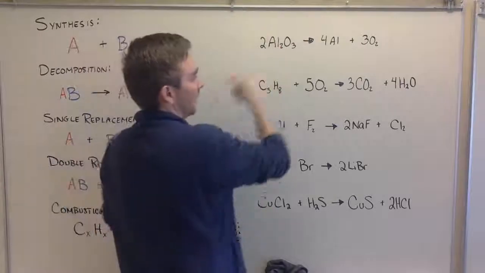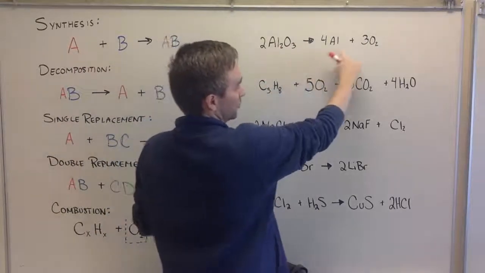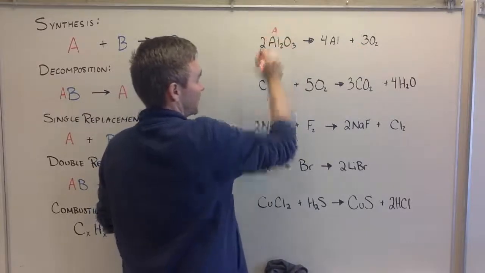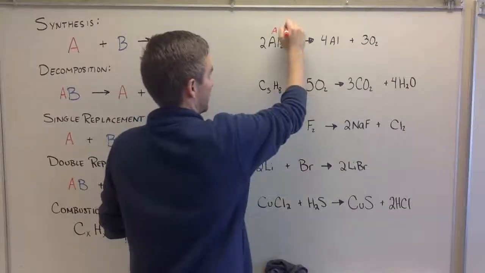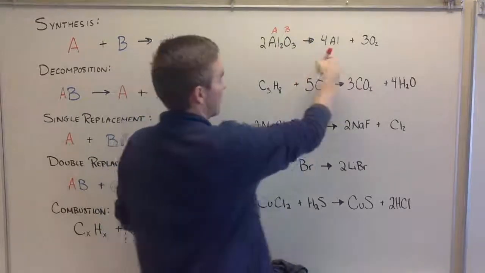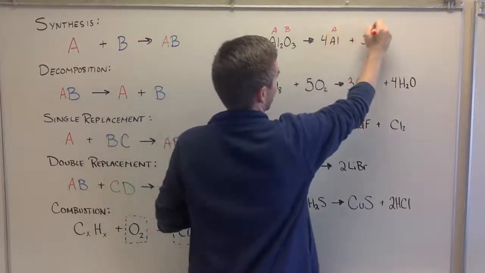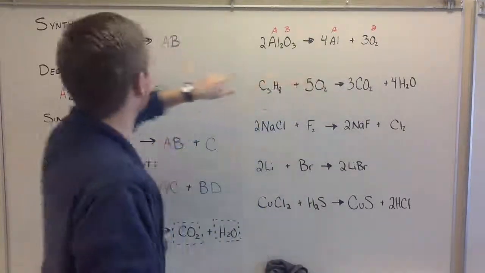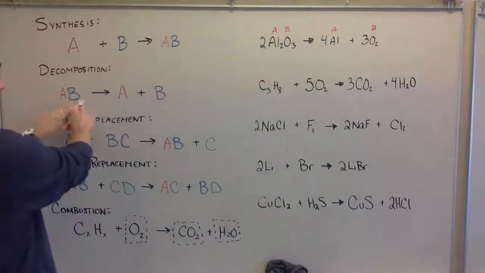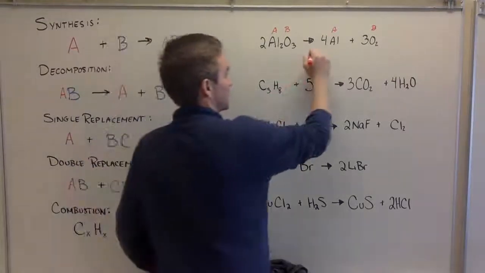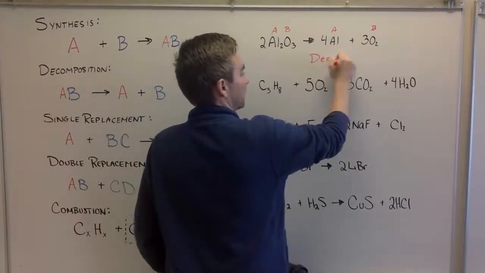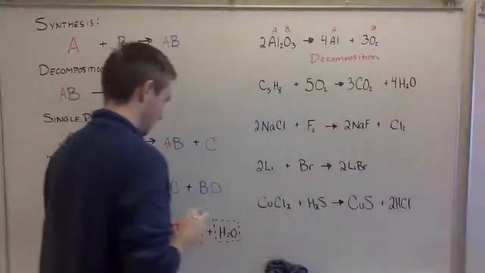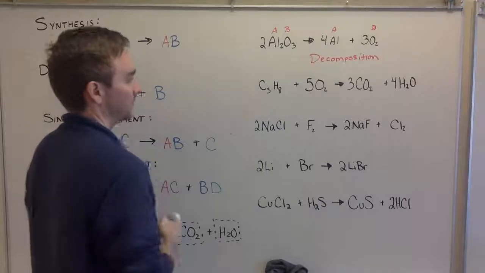So I'm going to say, I have aluminum oxide breaks down to aluminum and oxygen. Aluminum's A. Oxygen I'll make B. And in this one here, I end up with A and B. So they're together, and then they're separated. Together, and then separated. This is a decomposition. All right? Let's try another one.